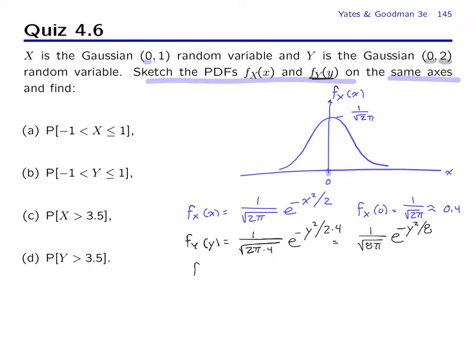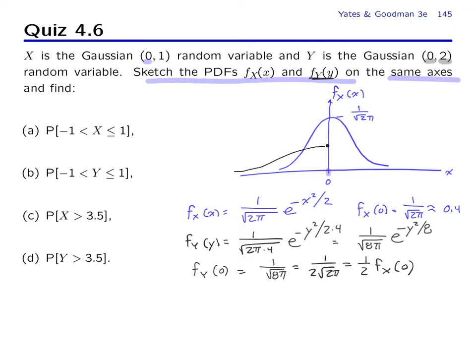And what we know from that is that f_Y(0) is equal to 1 over square root of 8 pi, which equals 1 over 2 times square root 2 pi. So it's exactly 1/2 of the PDF of x at 0. So now we're ready to sketch the PDF of y. We know that the peak value is half of the peak value of the PDF of x. So we make a little dot.